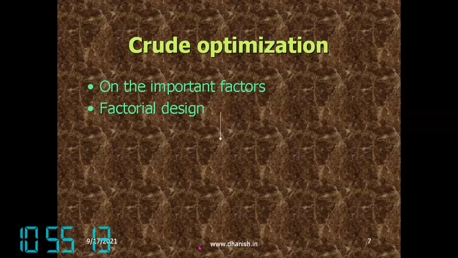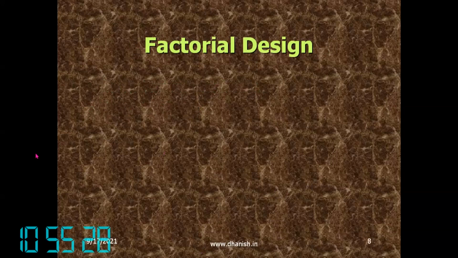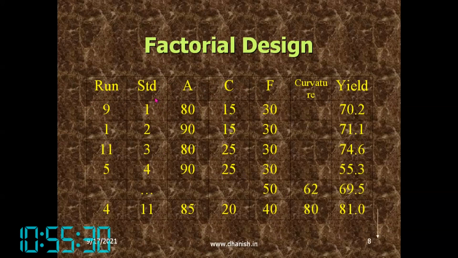So if you have 3 factors, how many combinations will be there? The first factor can be low, high. The second factor can also be low, high. The third factor can also be low, high. So if you are having 2 levels for each factor, then totally 8 runs will be there. So this is the factorial design.